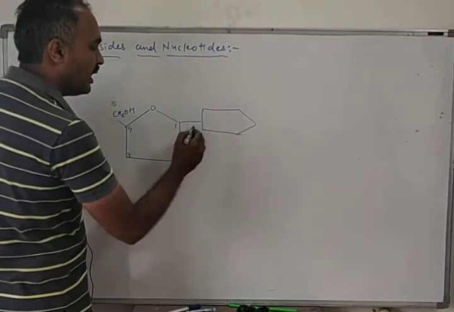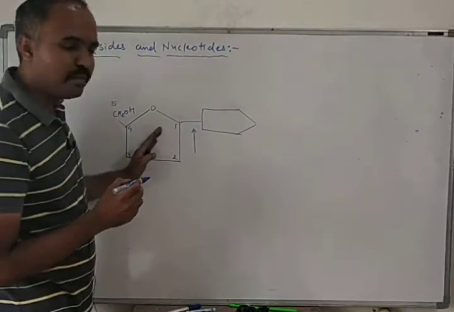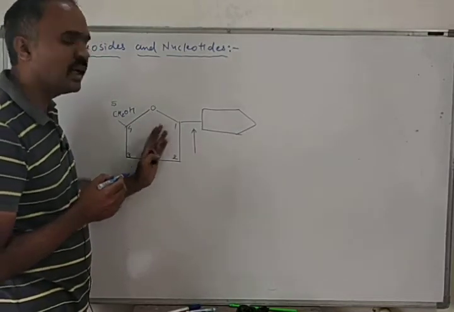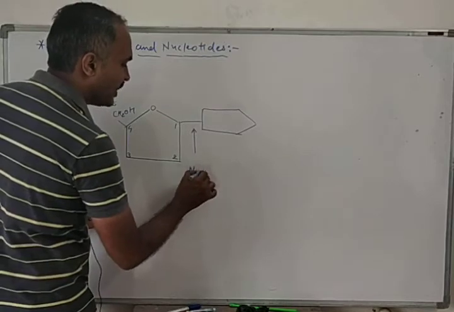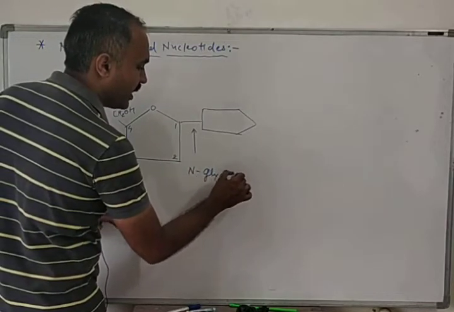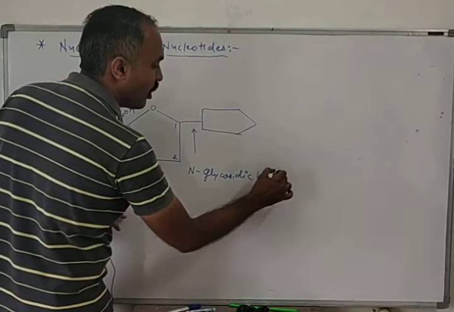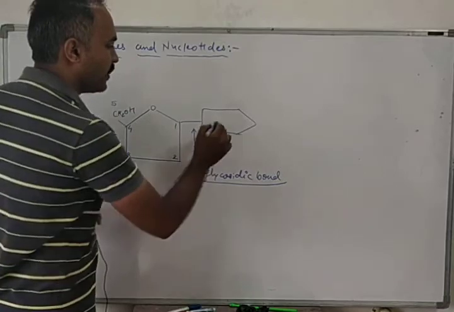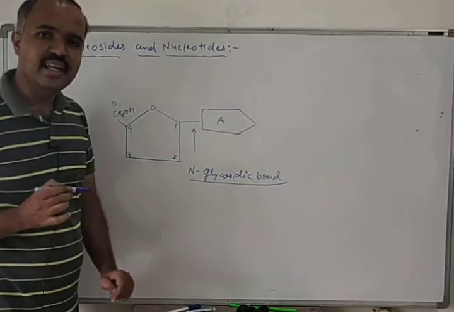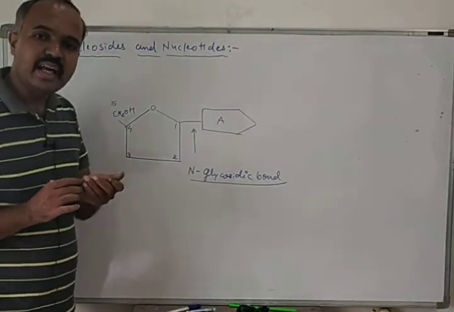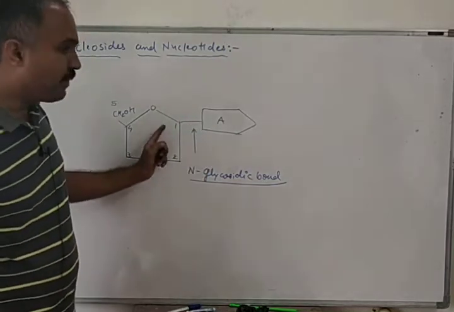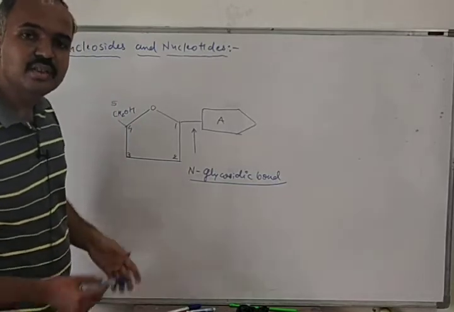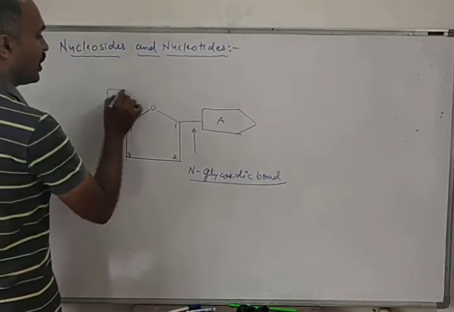And here a bond is present between nitrogen base and pentose sugar. That bond is known as N-glycosidic bond. Say for example, we have joined adenine over here. So now we have attached adenine nitrogen base to the first carbon position of this pentose sugar. So this structure is known as nucleoside.